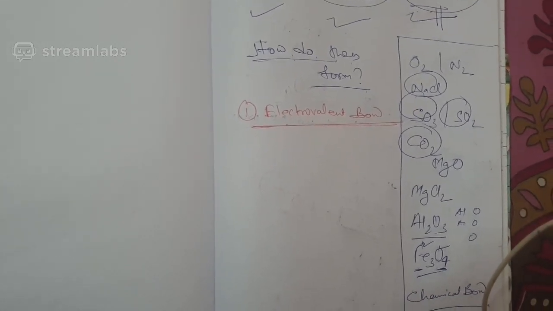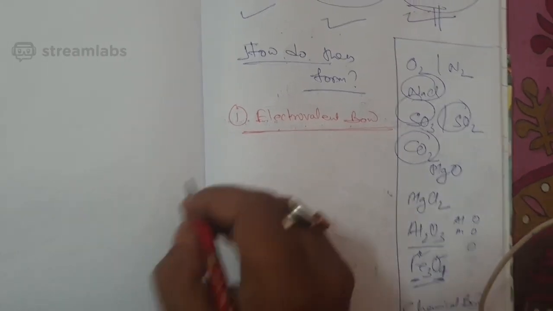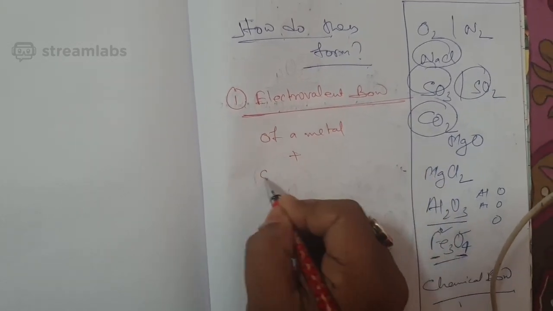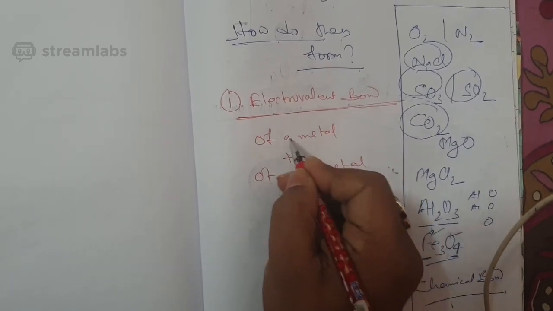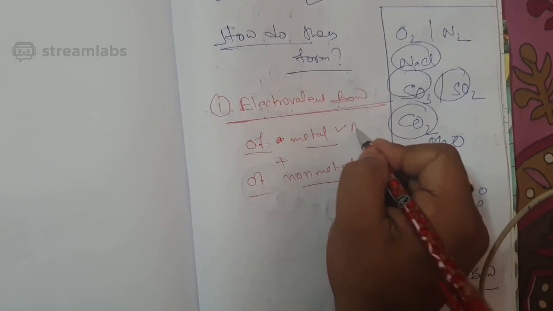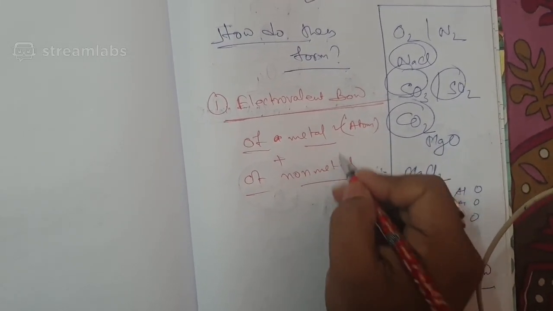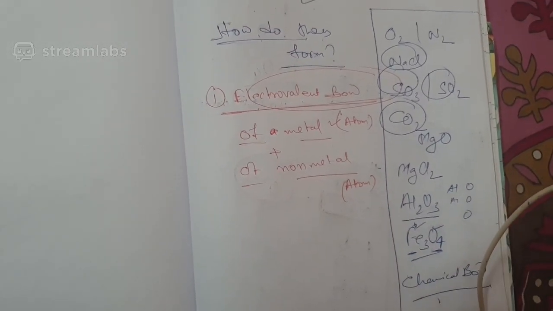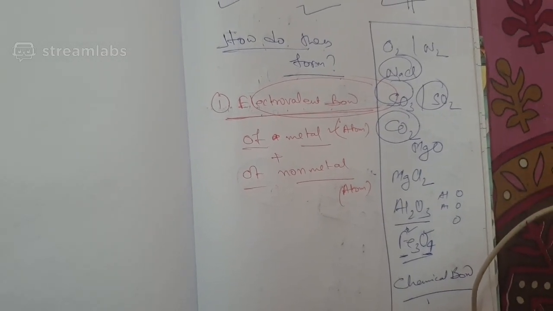Now, first things first, an electrovalent bond is a type of bonding in which the atom of a metal and an atom of a non-metal combine with each other. When they combine, they do so by electrovalent bond. Such compounds, when they form, are known as electrovalent compounds.